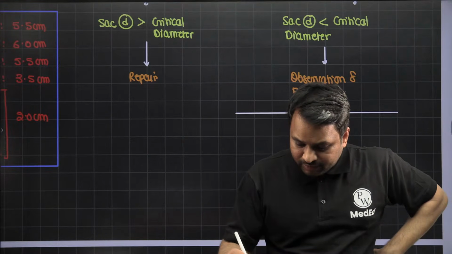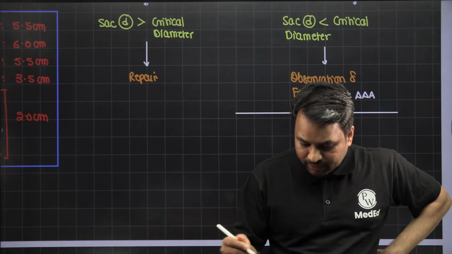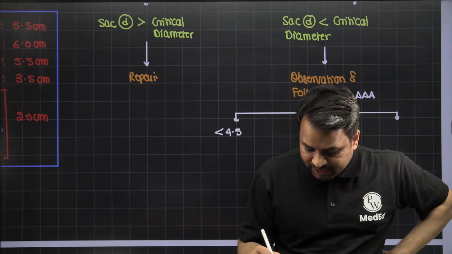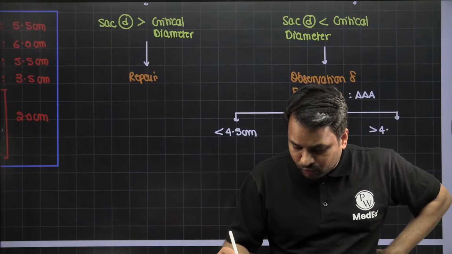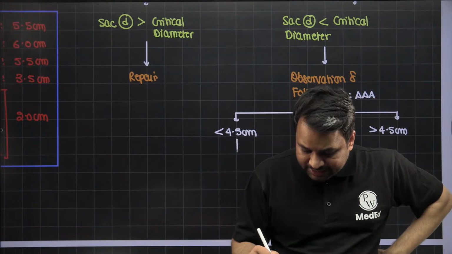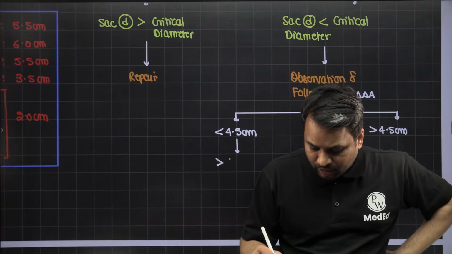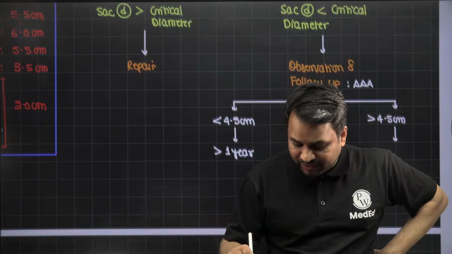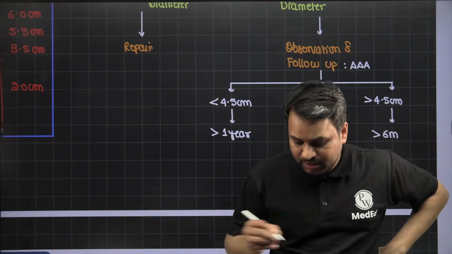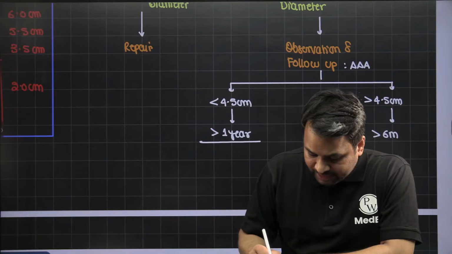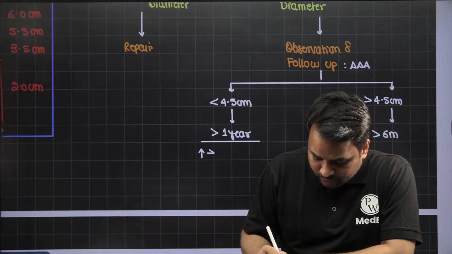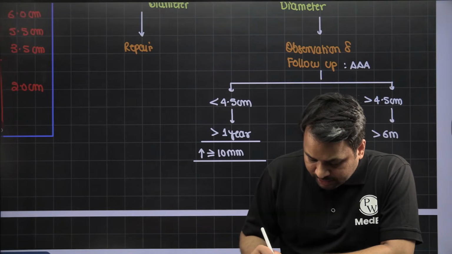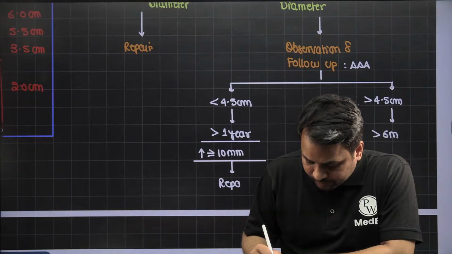Now talk about the follow-up for abdominal aortic aneurysm. We will see whether it is less than 4.5 centimeters or more than 4.5 centimeters. If it is less than 4.5, I will ask the patient to come back after 1 year. And if it is more than 4.5 but less than 5.5, I'll ask the patient to come back after 6 months, right? Now, after 1 year of assessment, if there is an increase of more than or equal to 10 millimeters, this is called a critical increase, then I will take the patient for repair.